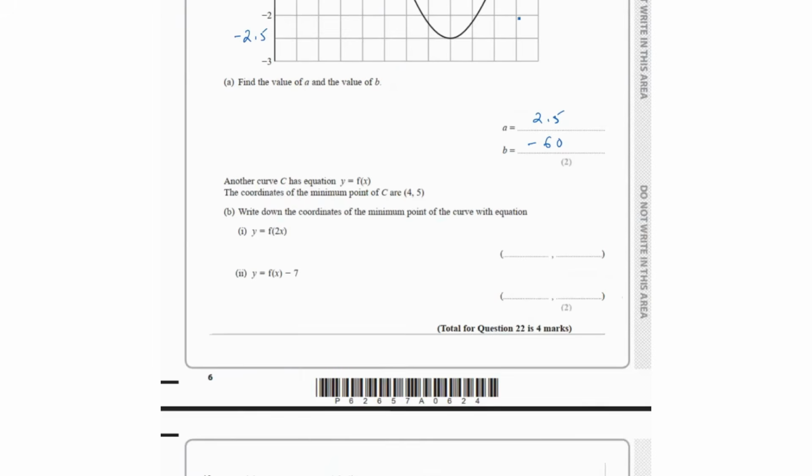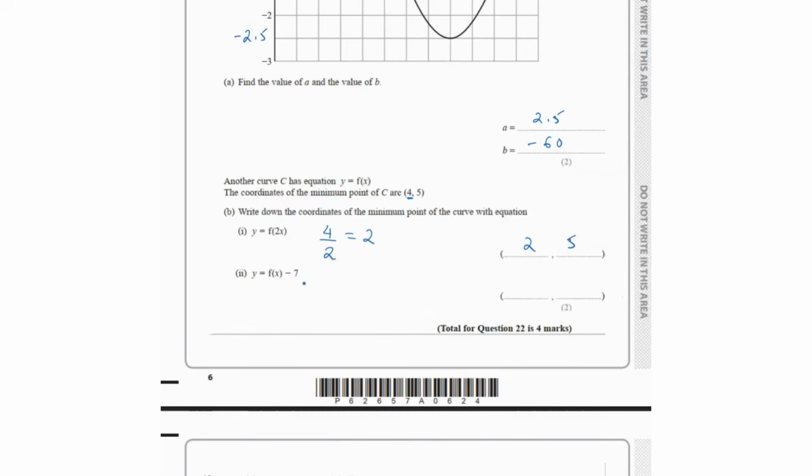Then another curve C has equation y equals f of x. The coordinates of the minimum point of C are (4, 5). Write down the coordinates of the minimum point of the curve with the equation y equals f of 2x. Now, whenever we're multiplying something to x, that means we'll divide the x coordinate by that. So the scale factor is going to be 1 over 2, not 2. So only x will change, y remains the same.